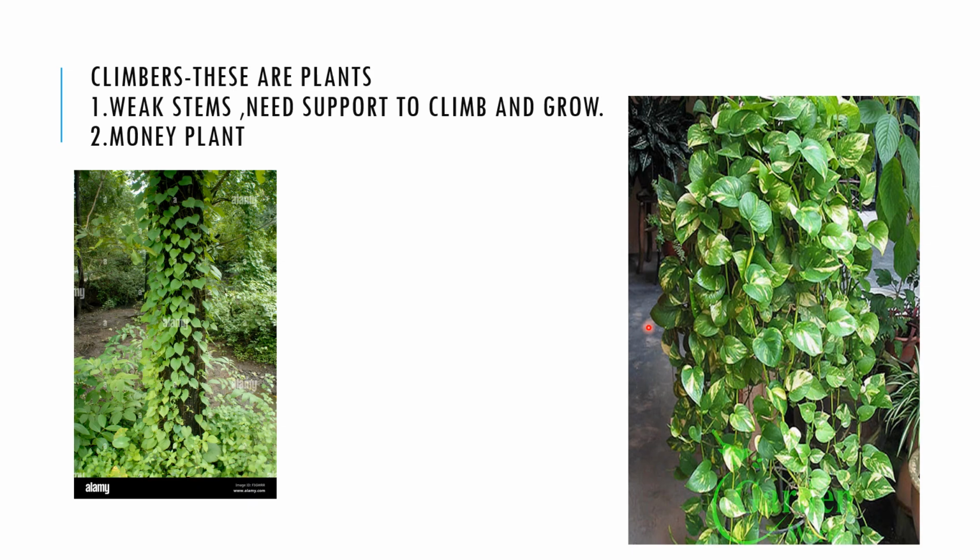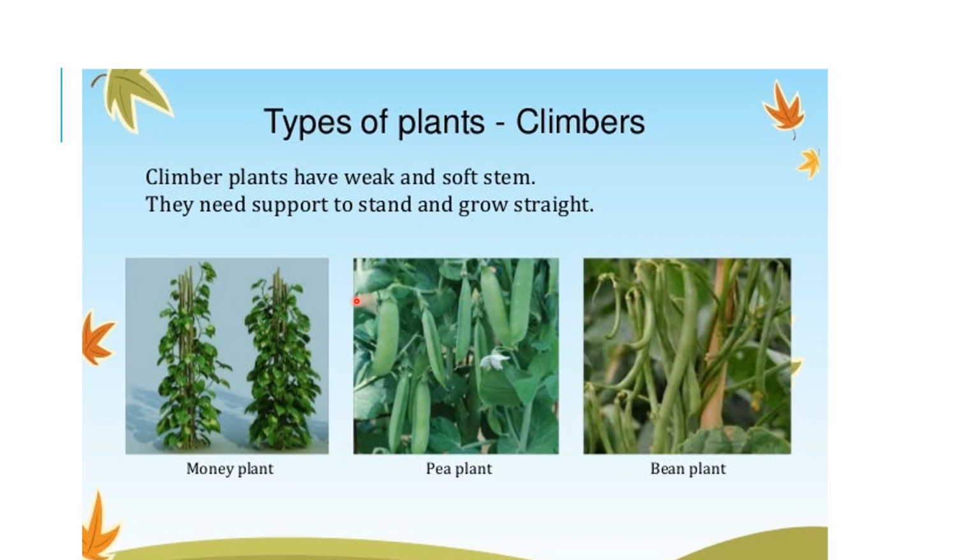Coming to the climbers. What is a climber? These are plants that have a very weak stem. You can see from the picture they cannot stand on their own. They need support to climb and grow. They have a very weak and soft stem, like the money plant, pea plant and bean plant. So these 3 are important examples of a climber: money plant, bean and pea plant.